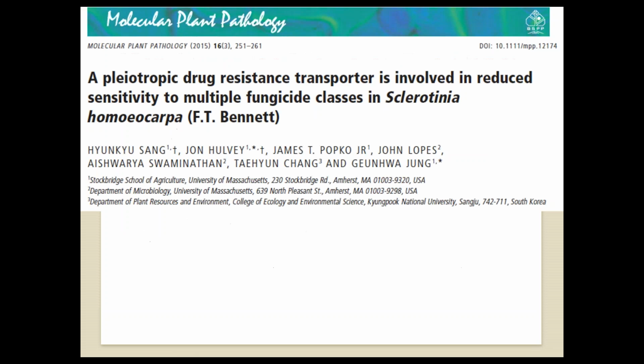Really, the only person doing work in this area in turf is Gunhua Zheng and his team out at UMass. If you really want to get into some deep science, grab a couple of beers and download this paper of Gunhua's. What he's shown here is that there are resistant isolates of dollar spot that have higher numbers of these transporter molecules that can shuttle the fungicide molecule out and confer resistance.